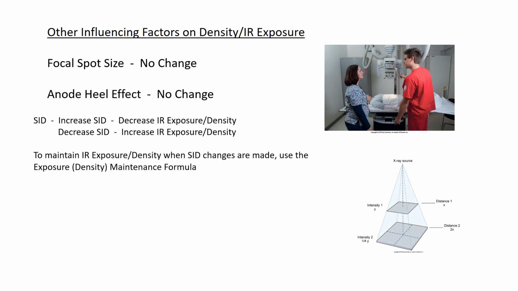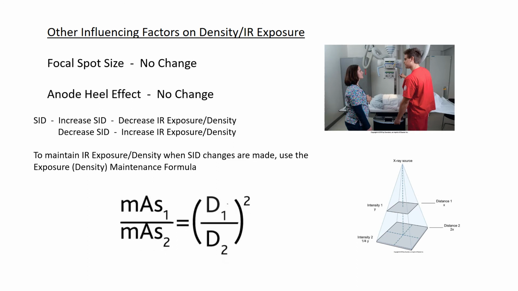Now, SID is going to have an effect on your density or exposure. If I increase the SID, say I'm going from 40 inches to 72 inches, and I don't change anything, I'm going to decrease my IR exposure or density because of the inverse square law, how that beam is going to diverge out. Think about the IR in the middle and the beam diverging out; you're losing all that radiation that's now outside the borders of your image receptor. If I decrease my SID, from 72 down to 40, without changing my technical factors, I'm going to increase my IR exposure or density because my beam is closer and more intense.